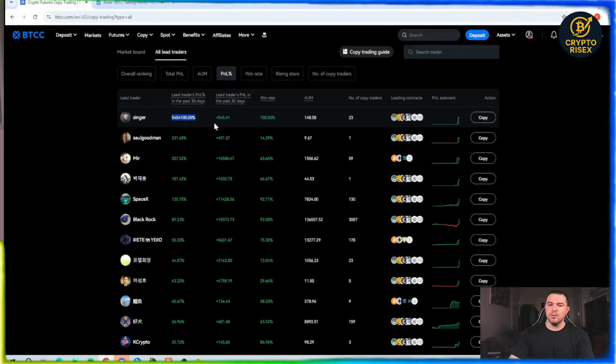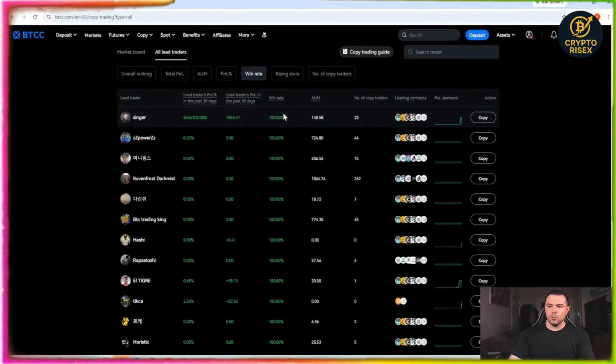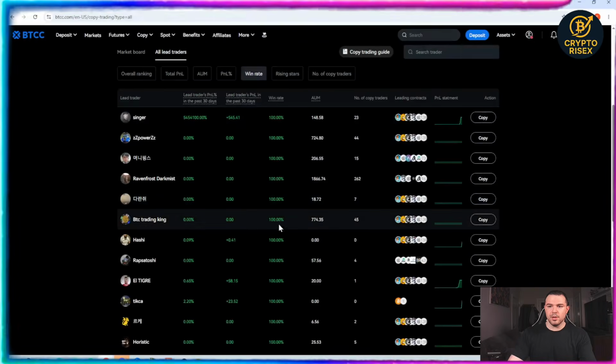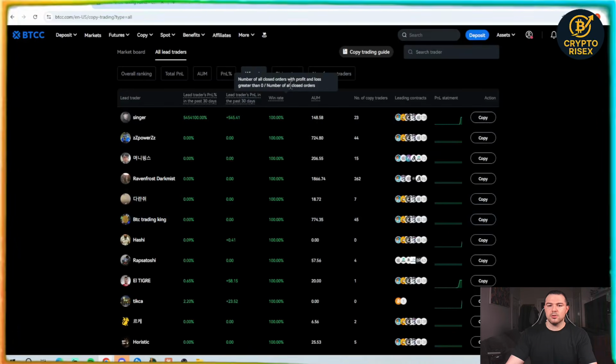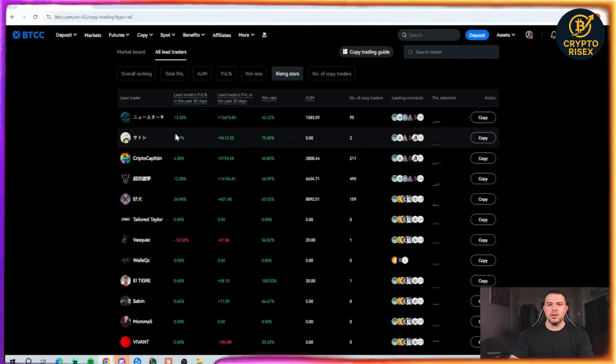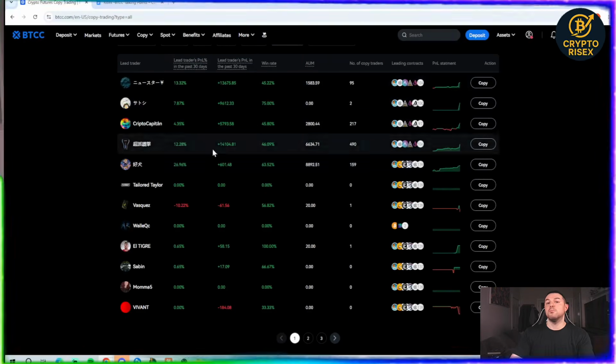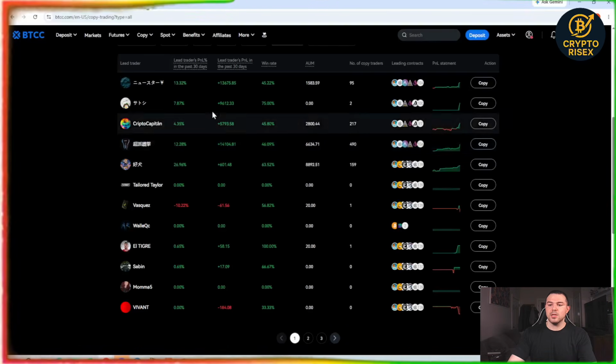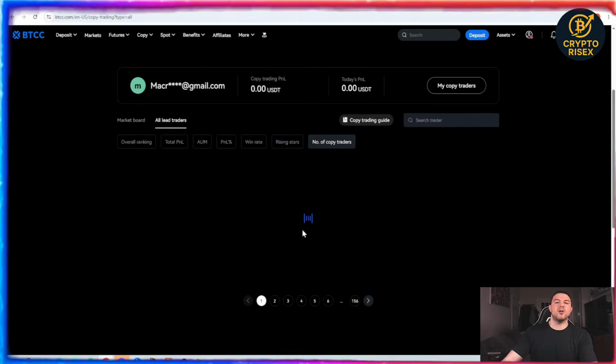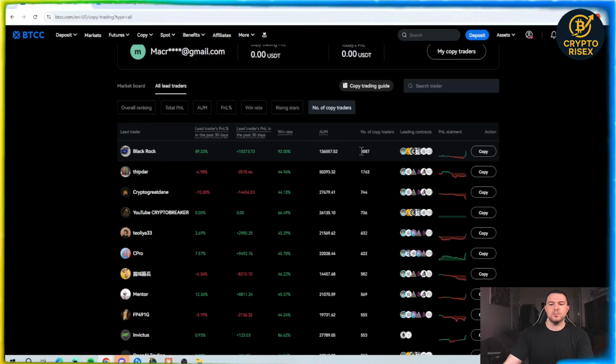You can check out the win rate. You can see 100% win rate, all these people. So looking pretty good. You can check out the rising stars. Who are some of the newer traders coming onto the platform that you should maybe check out? And then you can look at the number of copy traders, how many people are actively copying this person's trades.